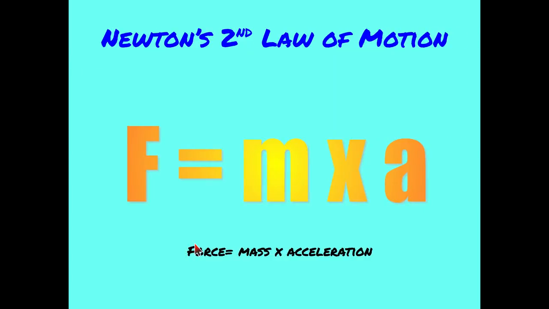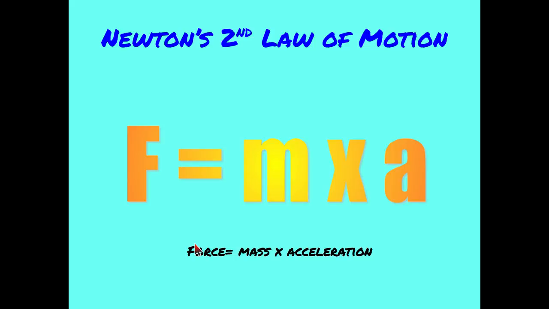F equals ma. If you have the mass of 10 kilograms times the acceleration of 9.8, which we round to 10, 10 times 10, force of 100 newtons. And you can also use this like a triangle.